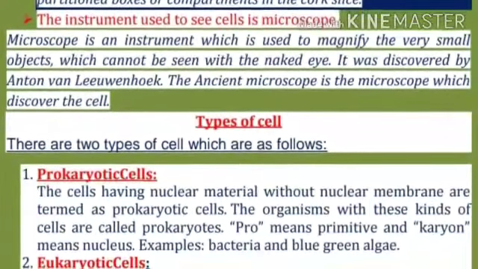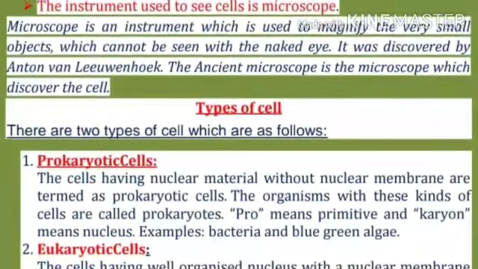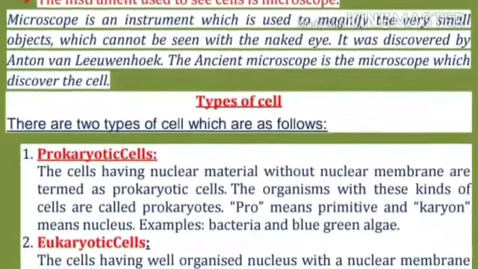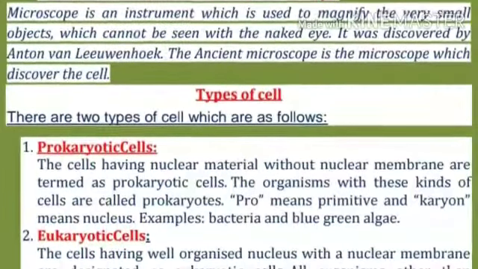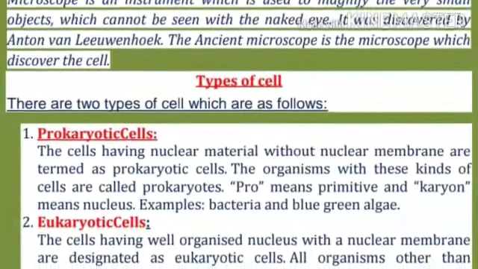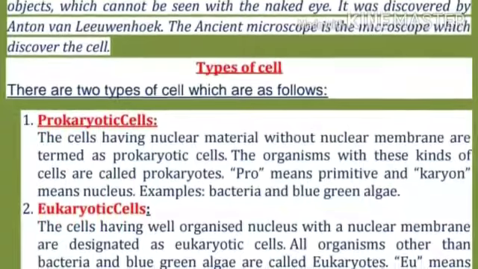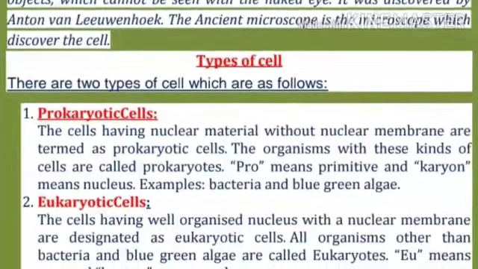The instrument used to see cells is the microscope. Microscope is an instrument which is used to magnify very small objects which can't be seen with the naked eye. It was discovered by Antony van Leeuwenhoek. The ancient microscope is the microscope which discovered the cell.